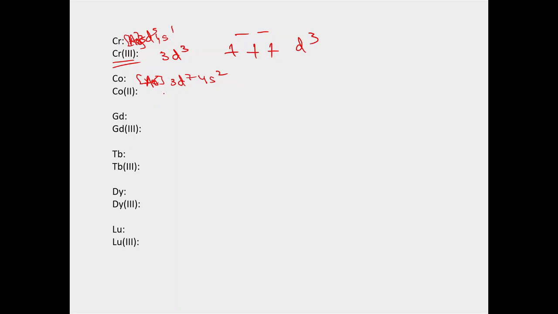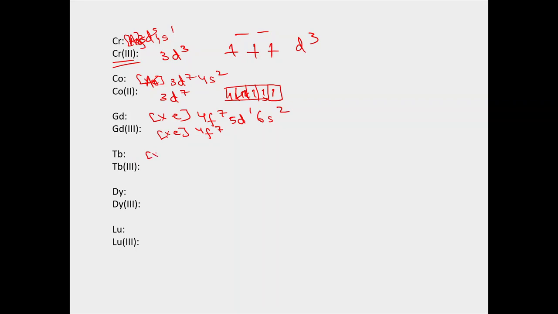Okay, so Co2+ means this is 3d7. Then gadolinium is having xenon 4f7 5d1 6s2. So gadolinium in plus 3 state means it is 4f7.